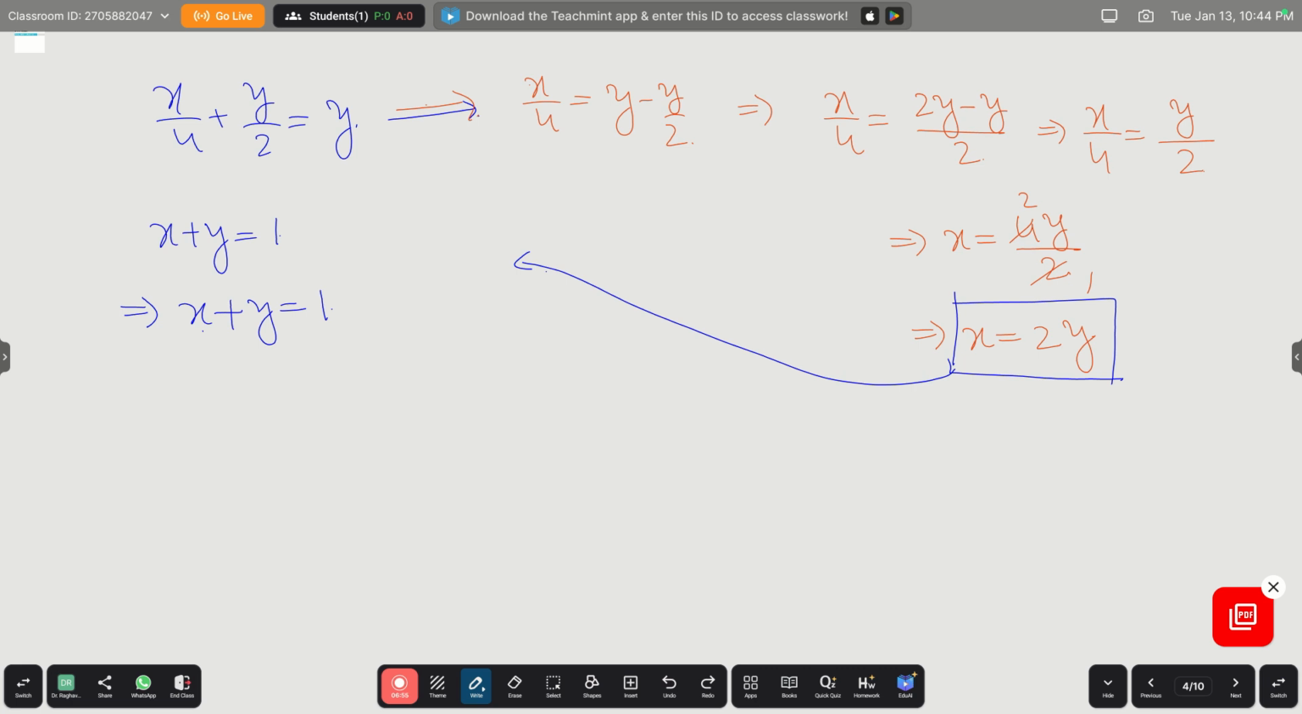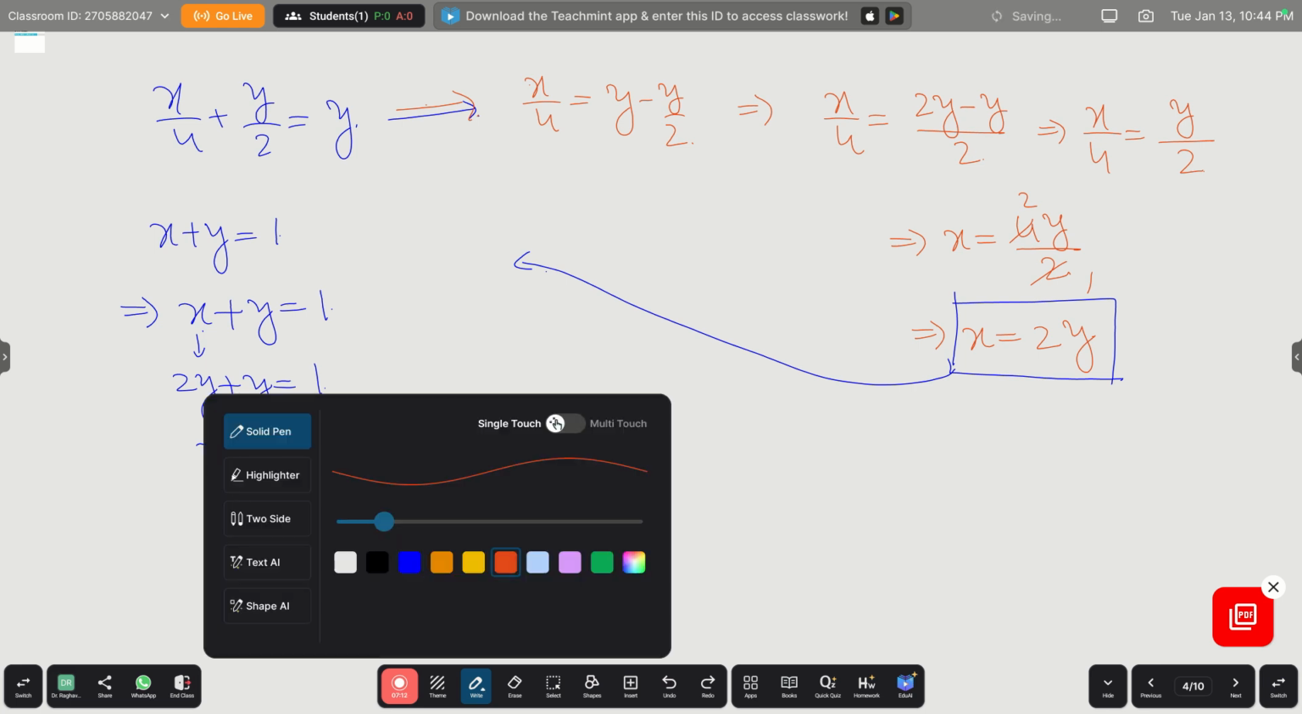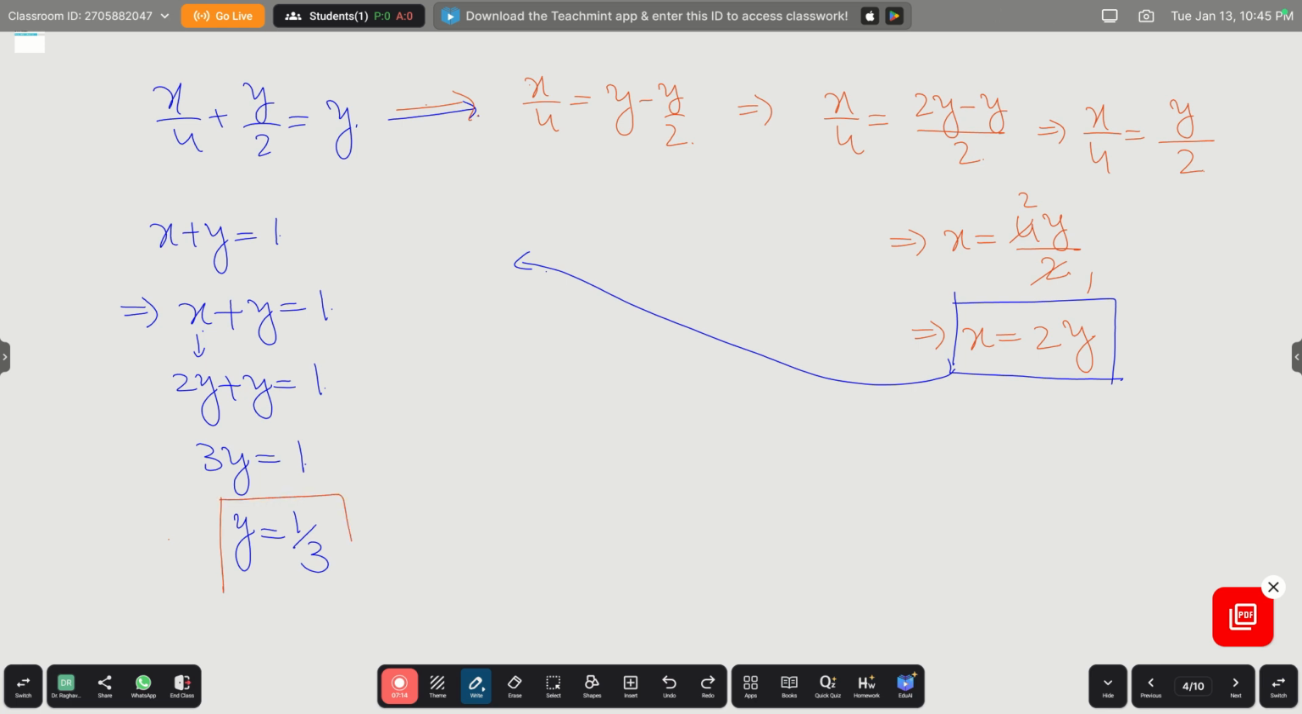All right, x is equal to 2y, so this x I'll replace by 2y. 2y plus 1y is equal to 1. So totally 3y is equal to 1, which gives me y value is equal to 1 by 3. So y value I got.